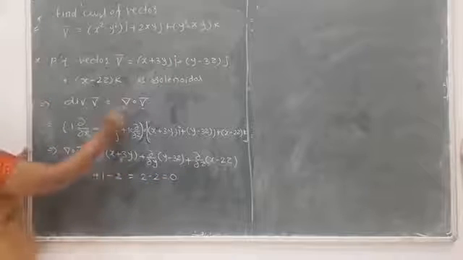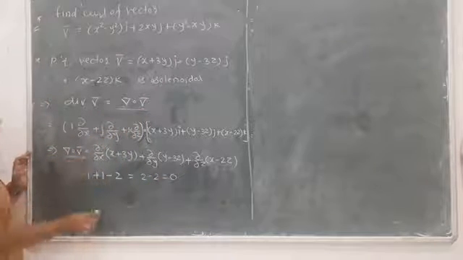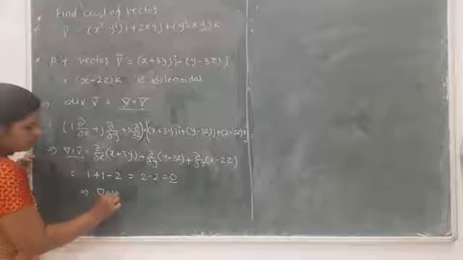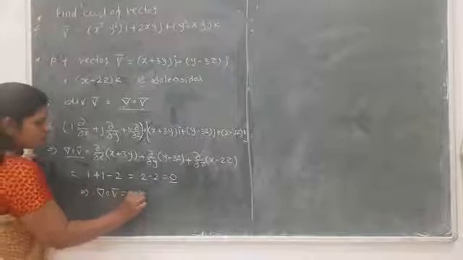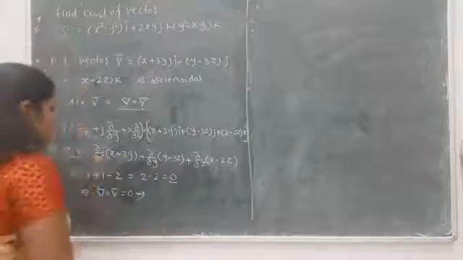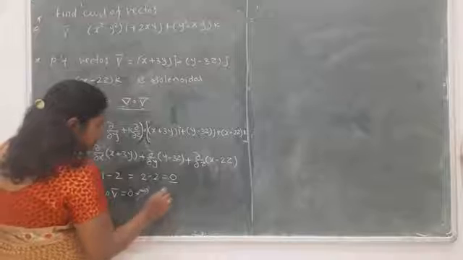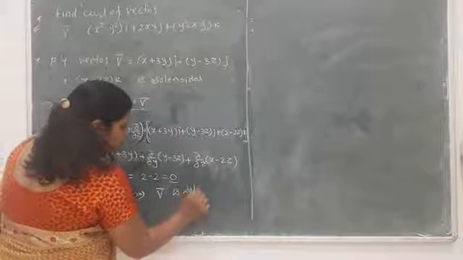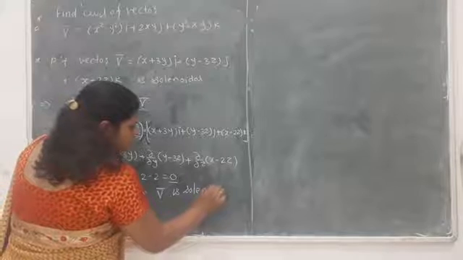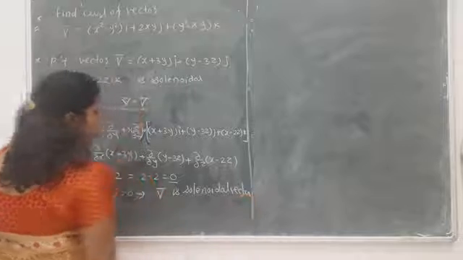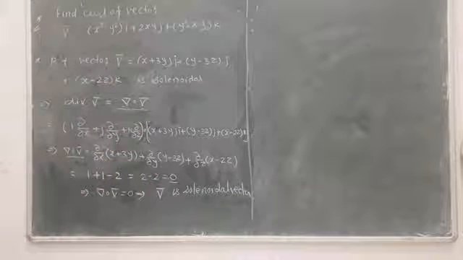So finally what do you get? You get that the divergence of v bar is equal to 0. That means if the divergence comes out 0, then obviously the vector is solenoidal. So v bar is a solenoidal vector. In this way we prove this. Hope you understand that.